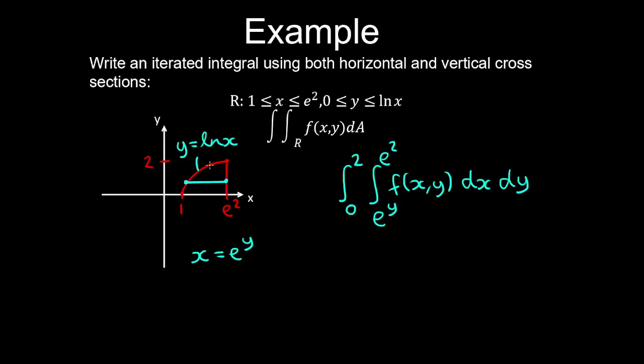And now using vertical cross sections, we first integrate our function with respect to y. So here we're integrating from y equals 0 to y equals the natural log of x. And then we integrate this result over x from x equals 1 to x equals e squared.